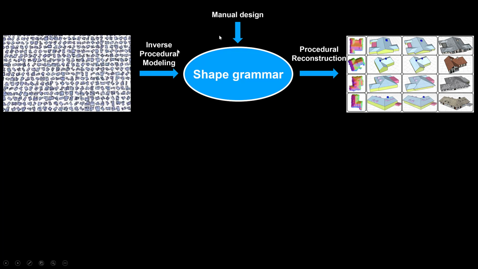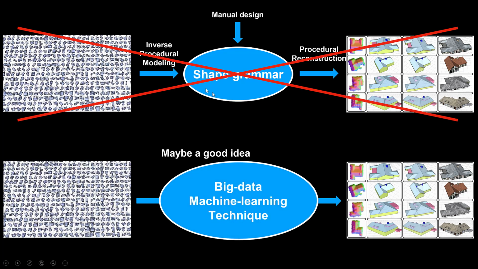So we use manual design, and so this procedure is actually a bad idea because you cannot really explicitly represent grammar which can cover a wide range of buildings in the real world. So this led me to the other idea, the opposite direction. Maybe this is a good idea. Actually, we are not sure yet because we haven't reached the impact yet.